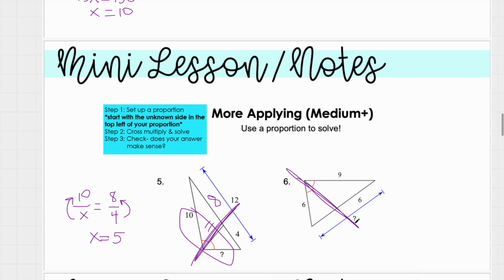Can you set it up? I'd like you to try it and pause the video and then double check. Okay, hopefully you set this up like this. 9 is over 6, and that is equal to 6 is over x.